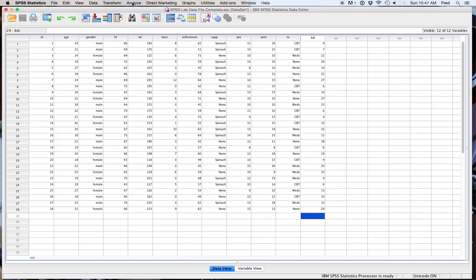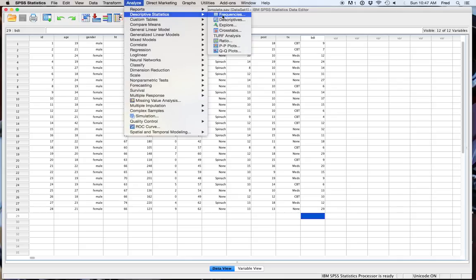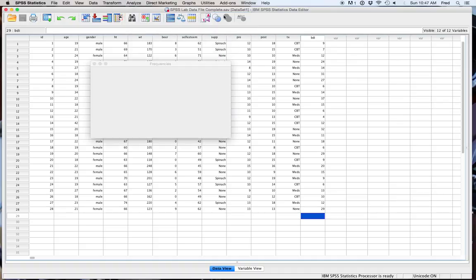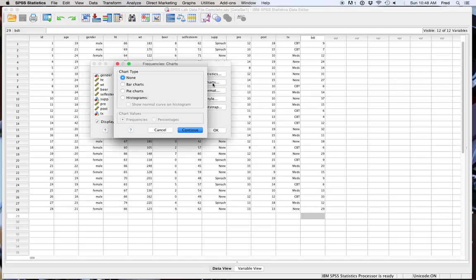We go up to Analyze, and then Descriptive Statistics and Frequencies. When I click on that, I can move our BDI variable over, because that's the only thing that we want to look at. We don't look at a histogram for categorical or nominal data, for example. All right, we're going to be using the BDI variable and click Charts.